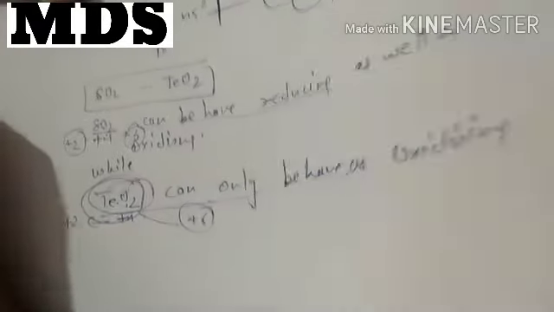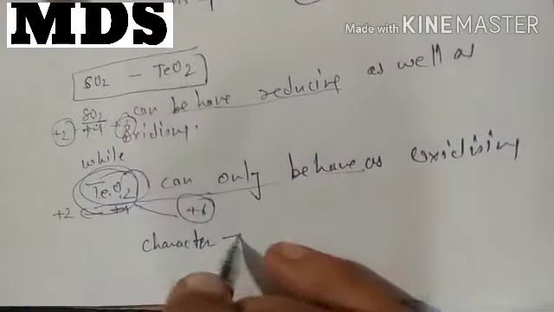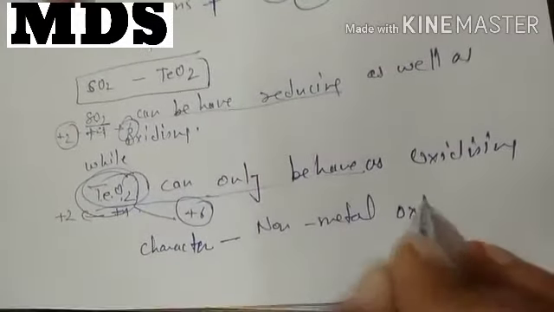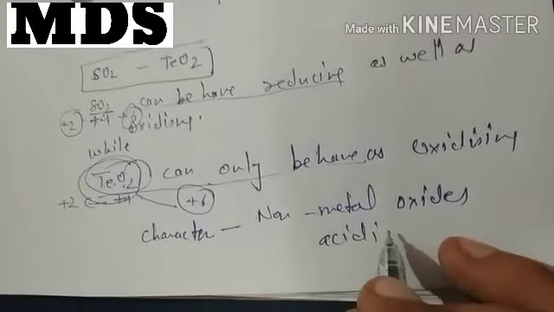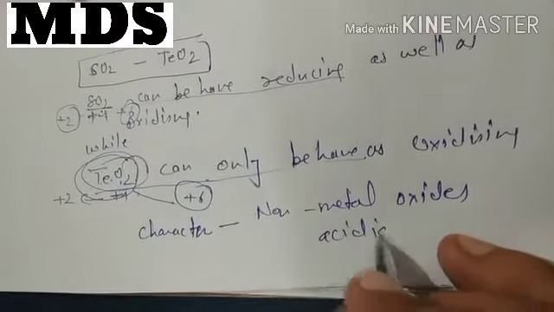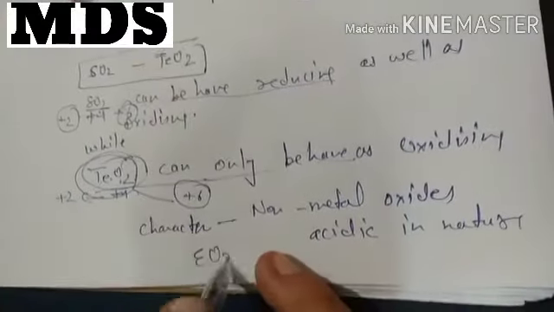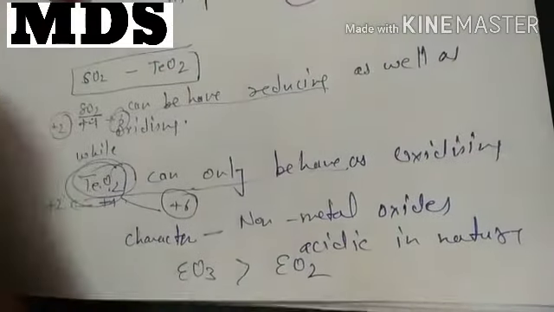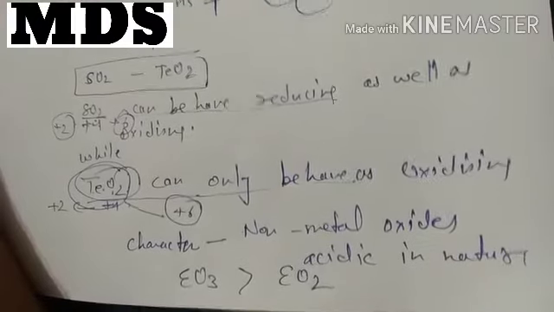Now if you talk about the character, you know that non-metal oxides are acidic in nature. So all oxides, whether EO2 type or EO3 type, are acidic in nature. And you know that the acidic character of EO3 type is greater than EO2, because in a higher oxidation state the acidic character is greater among the oxides of the same element.